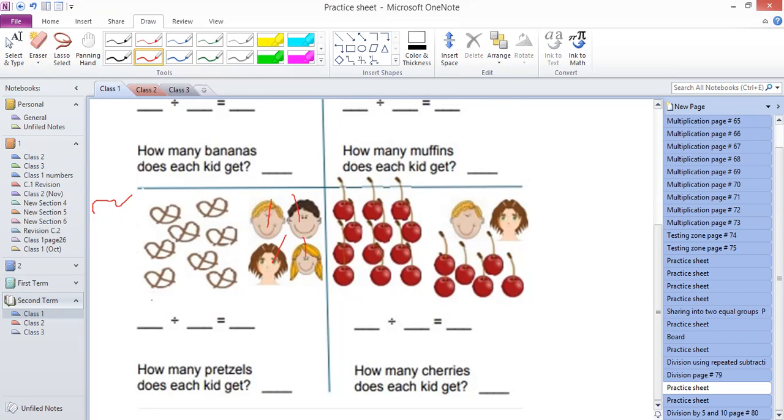8. Very good. And what should I write here? Divisor? 4. And what will be the answer when you divide these 8 pretzels among 4 kids? 2. Very good. How do you know? Multiply. With the help of the table. That's very good. Thank you. So he said that each kid will get 2.